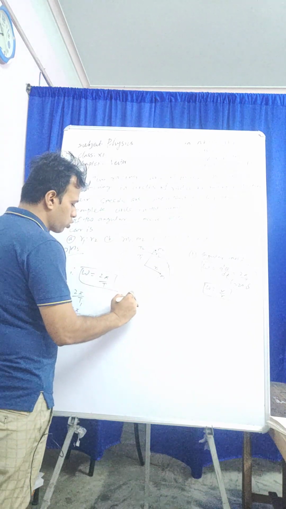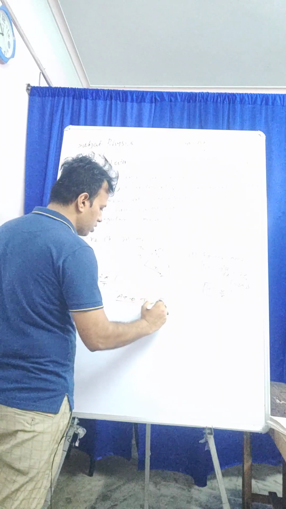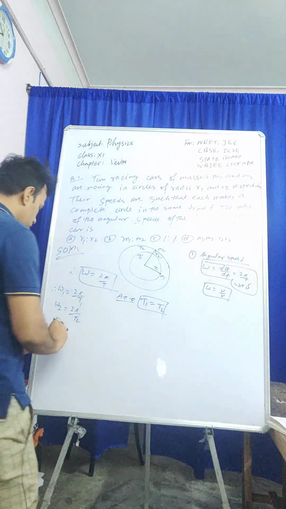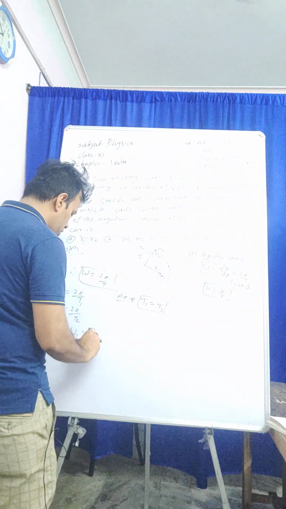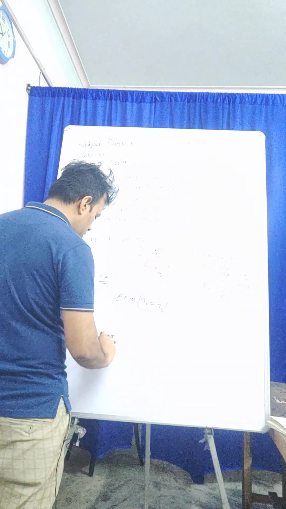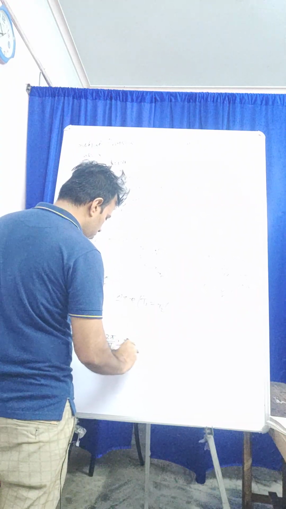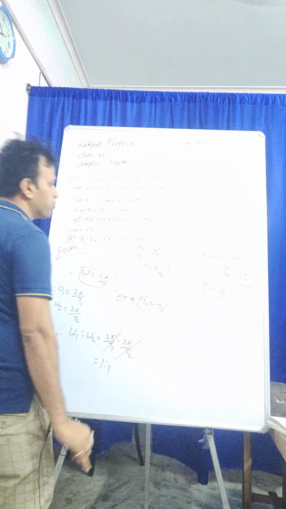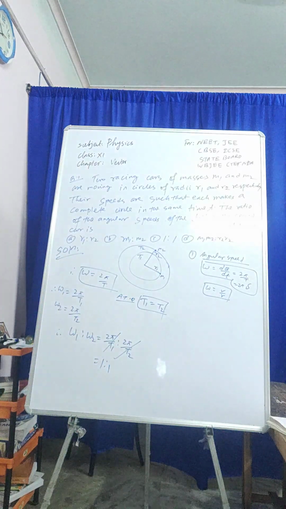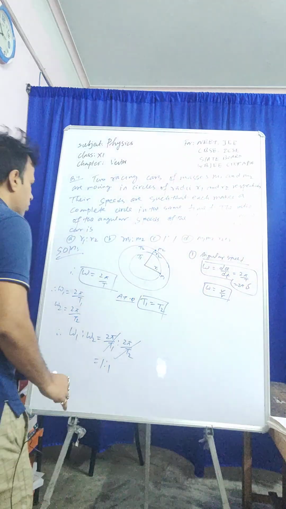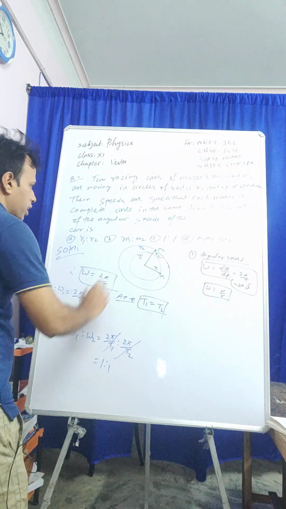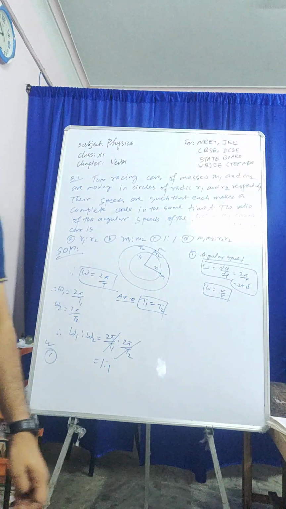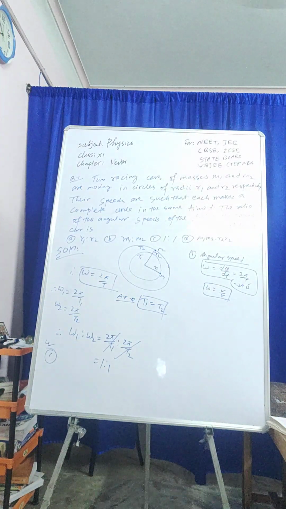So according to the question, T1 is equal to T2. Therefore omega1 is to omega2 is 2π by T1 is to 2π by T2. T1 and T2 will cancel, so the angular speed ratio will be 1:1. So the ratio of the angular speed of the first to the second car is 1:1. Which option is correct here? Option C is correct, but they may ask for linear velocity.